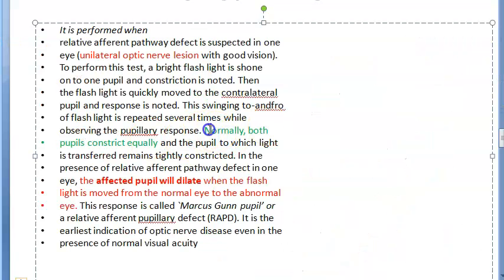See, what they are saying is normally both the pupils will constrict equally. They will behave equally, okay? But if there is relative afferent pupillary defect in one of the eyes, the affected eye will dilate when the light is moved to it, right? It will dilate when the light falls on it from the normal eye.